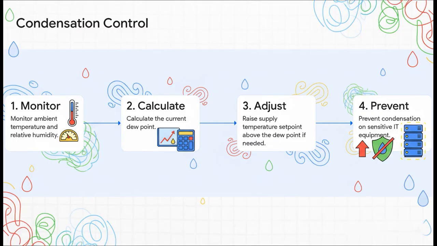Let me tell you, condensation is the absolute enemy of electronics. So to fight this, the CDU has this incredibly important safety feature. It is constantly monitoring the room's temperature and humidity to calculate the dew point. That's the exact temperature where condensation is going to form. If the cooling target gets even a little too close to that dew point, the control logic automatically steps in and raises the coolant temperature, which prevents catastrophic moisture from ever forming inside that expensive IT gear.